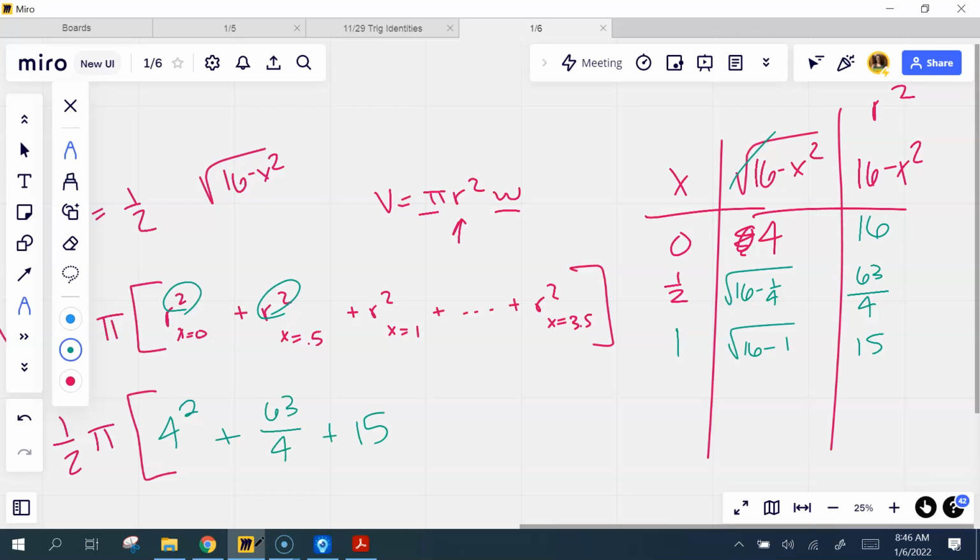Let's keep going. So 3 halves, 1 1/2. But it's squared, so minus 9 over 4. 29 over... You checked out of this? 16 minus 1.5 squared is 6.004. Yep.